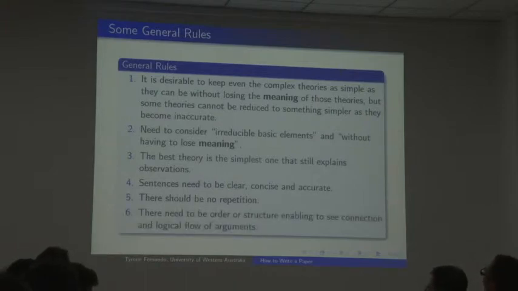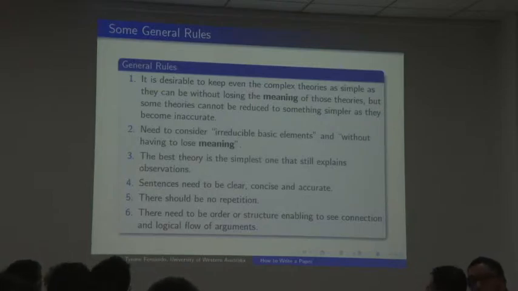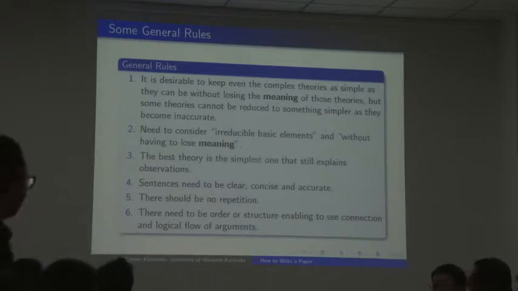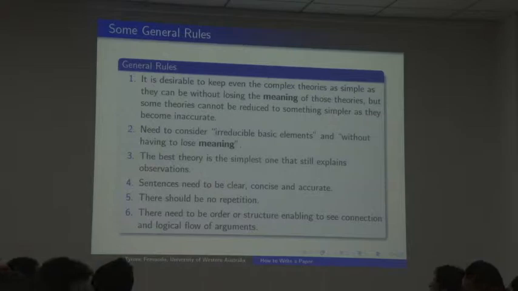And the sixth point is there needs to be order or structure enabling the reader to see connection and logical flow of arguments. Because when you write a paper, you are presenting a technical argument. So there has to be some structure and a logical flow of your arguments. Your arguments need to flow logically. So I think these are some general rules to keep in mind when we're writing a paper.